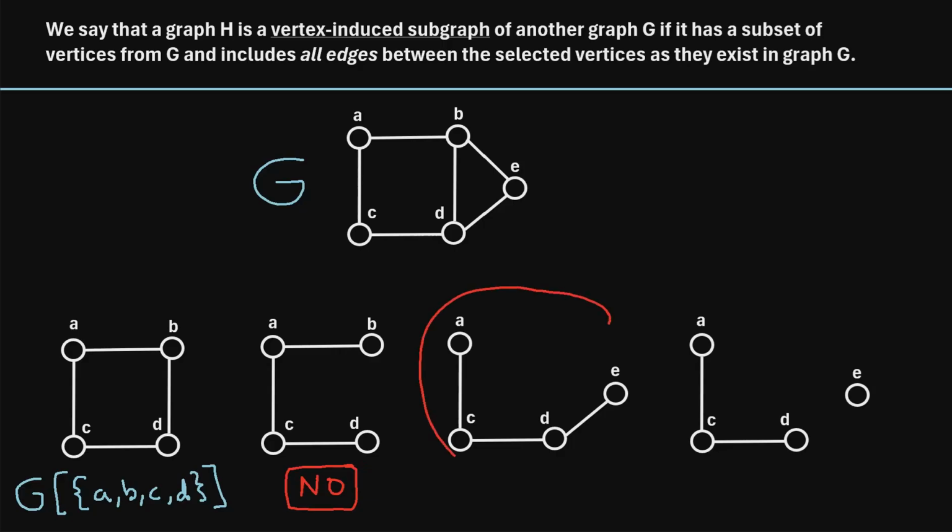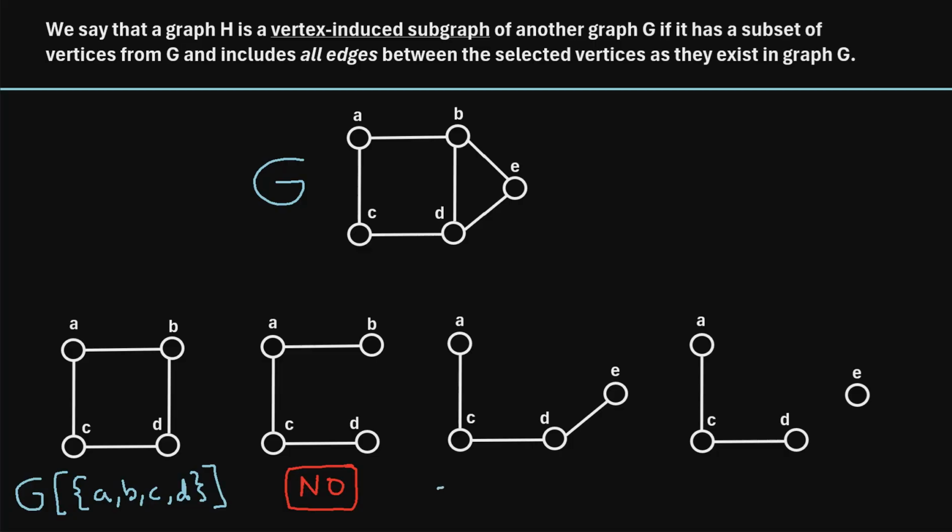All right, now let's consider this next graph right here. We can see it contains 4 vertices, A, C, D, and E, each of which belong in the original graph G. So if we only consider these 4 vertices, we can see that there are 1, 2, 3 edges that are connecting these particular vertices in the original graph, and we can see that all of these edges exist in this graph down here. So because each of these vertices is connected by all of the original edges that they're connected by in the original graph, we would say that yes, this one is also a vertex-induced subgraph.